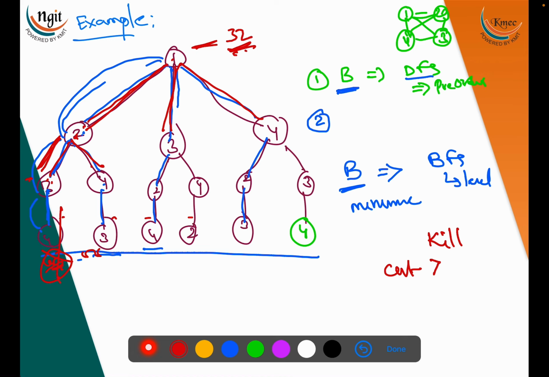Okay. Now let's suppose this is 25. All the others are greater than 32: 45, 52, 46, something like 38, something like 39. So among all these, which is the minimum cost? This 25 is the cost.